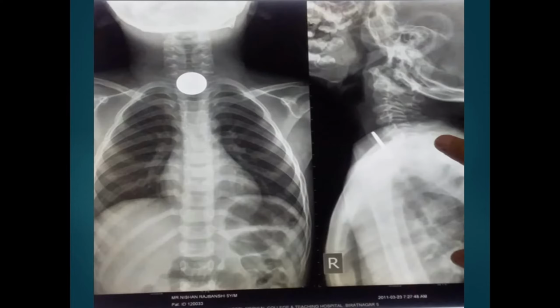These are the plain X-rays, AP and lateral view, soft tissue neck of a 5-year-old male child showing a circular radio-opaque shadow in front of C6, C7 cervical vertebra. Most probably the foreign body is a coin and the diagnosis is foreign body esophagus. Treatment is removal of this foreign body by using a rigid esophagoscope, and the procedure is known as rigid esophagoscopy.